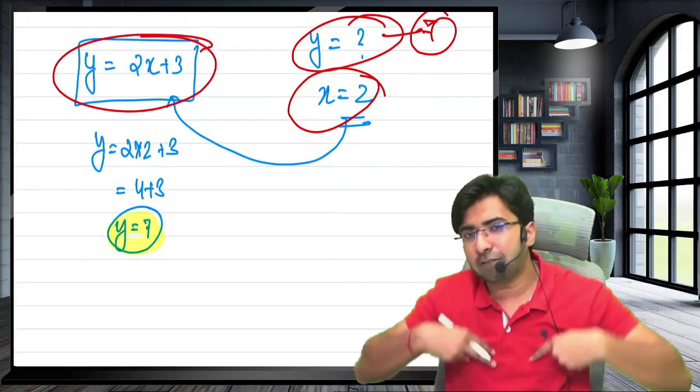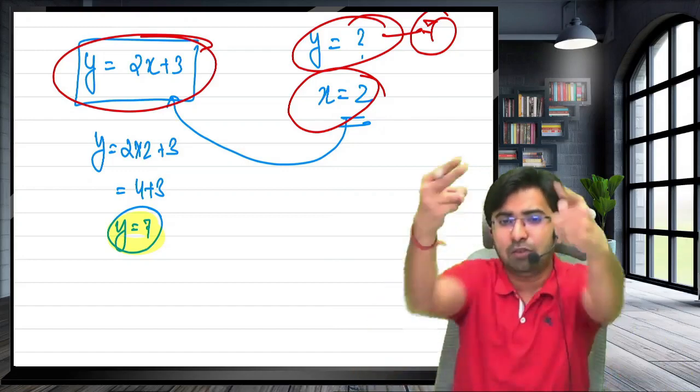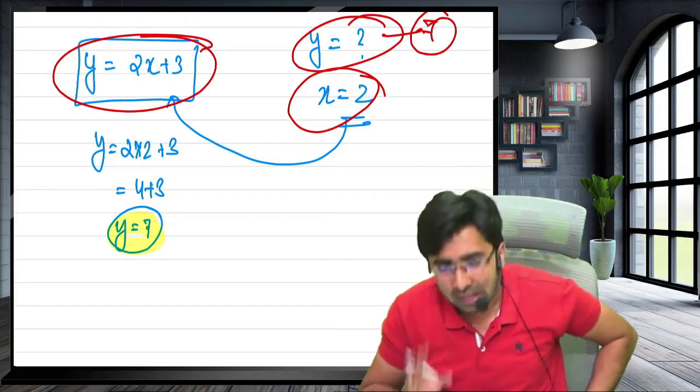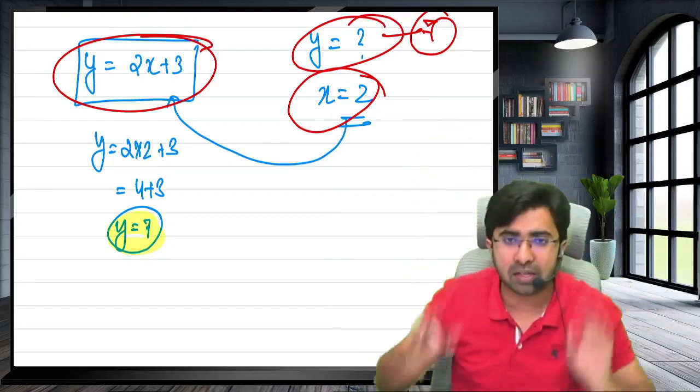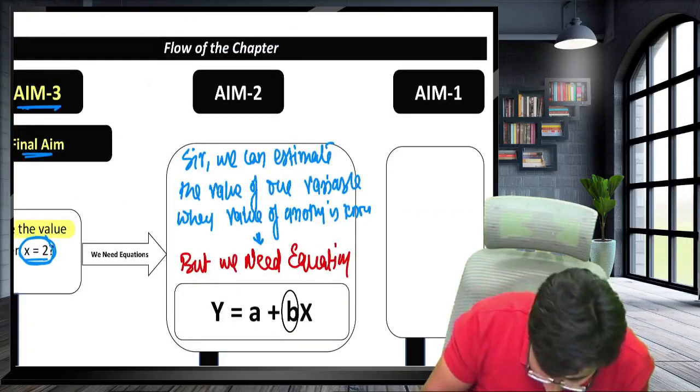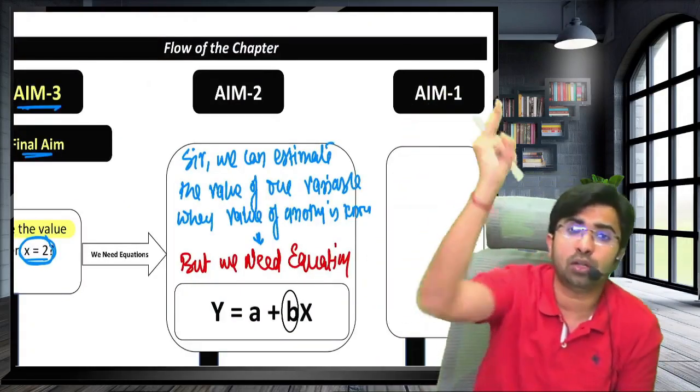If I will not give you the equation, can you estimate the value of one variable? Can you estimate without an equation? Yes or no? No. So, sir, here comes the origin of our aim number 2.